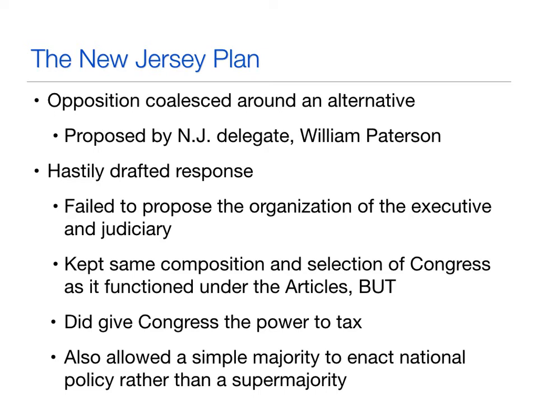So basically they're reactionary. Their draft failed to propose an alternative to the Virginia plan in terms of having an executive and a judiciary. Basically what they proposed was the same system of government that we had under the Articles, but it did give this Congress the power to tax, and they also allowed a simple majority to enact national policy rather than supermajorities. So any relatively important laws could pass by simple majority, which is a real improvement. But others in the room argued that it wasn't enough.